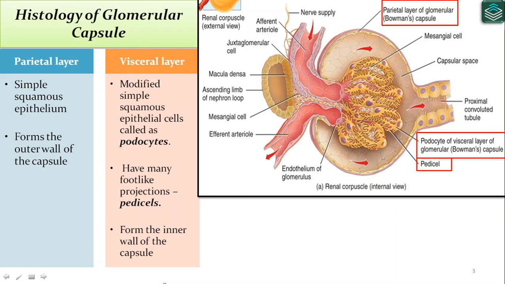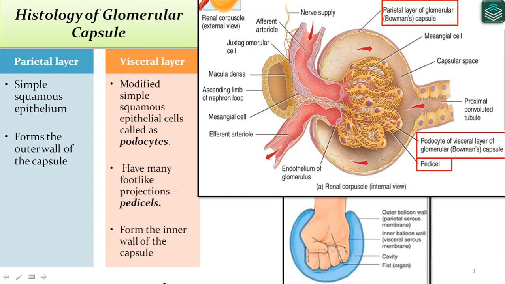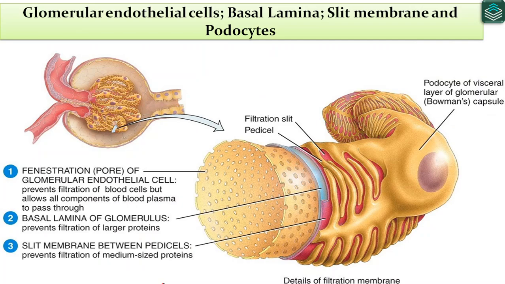Podo means foot, cyte means cell. So these cells have a foot shape. From these cells, many foot-like projections arise which are called pedicels. This visceral layer forms the inner wall of the capsule. The glomerular capsule is best understood with the example of a fist punched into a limp balloon. The histoarchitecture of glomerular endothelial cells, basal lamina, slit membrane and podocytes is best understood with this pictorial representation.